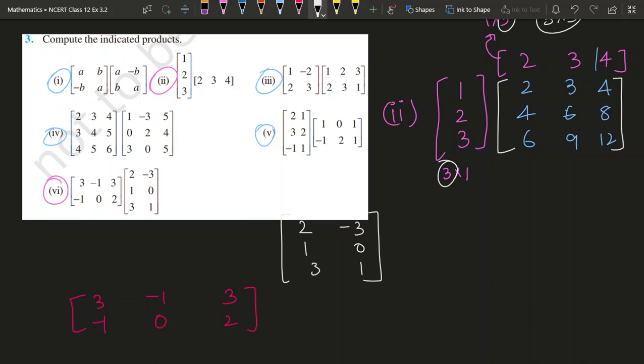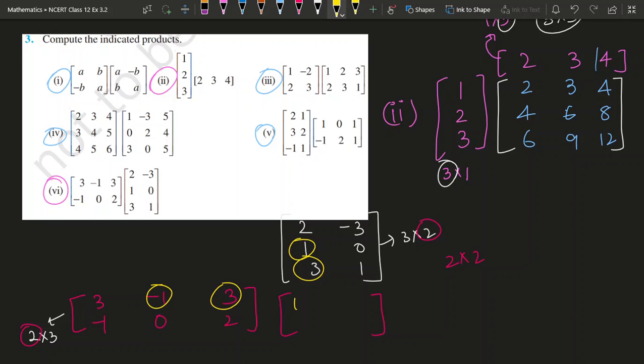So this right here is a 2 by 3 matrix. And this right here is a 3 by 2 matrix. So the answer should be 2 from here and 2 from here. So the answer would be a 2 by 2 matrix. So what we can do now is take the dot product, the element-wise product of these two. So you have 2 times 3, 6. Negative 1 times 1 is minus 1. So 6 minus 1 is 5. 5 plus 3 times 3, 9 is 14.